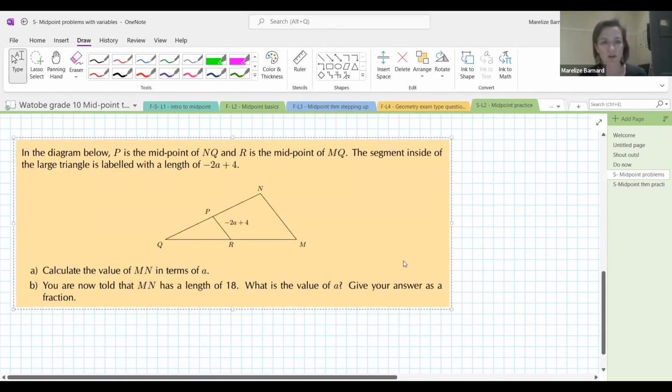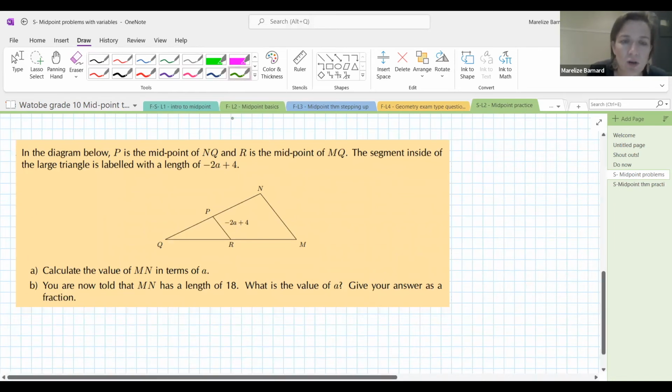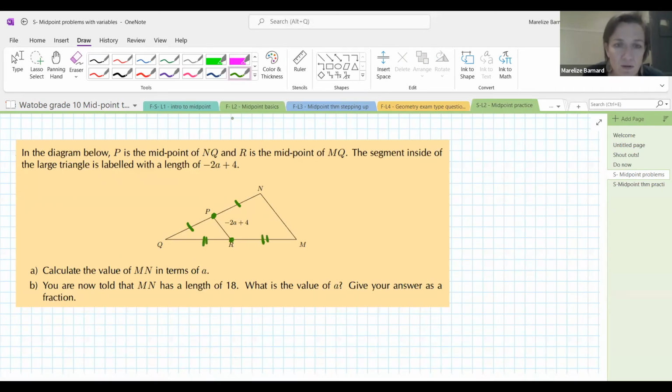Right, now let's go on to a proper one. That was just practice and warm up. In the diagram below, P is the midpoint of NQ. Great. So let's mark our midpoint. And R is the midpoint of NQ, which means those are equal. The segment in the large triangle is labeled with a length of minus 2a plus 4. Okay, so immediately we can say that we've got the midpoint theorem here. So PR is going to be parallel to MN.